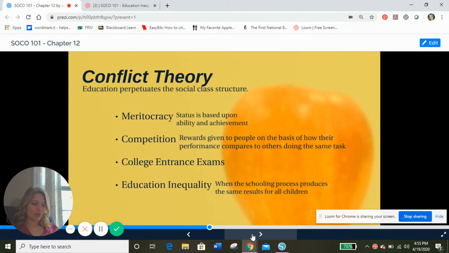And studies have shown in college entrance exams that social class affects SAT performance because the quality of schools is not equal.